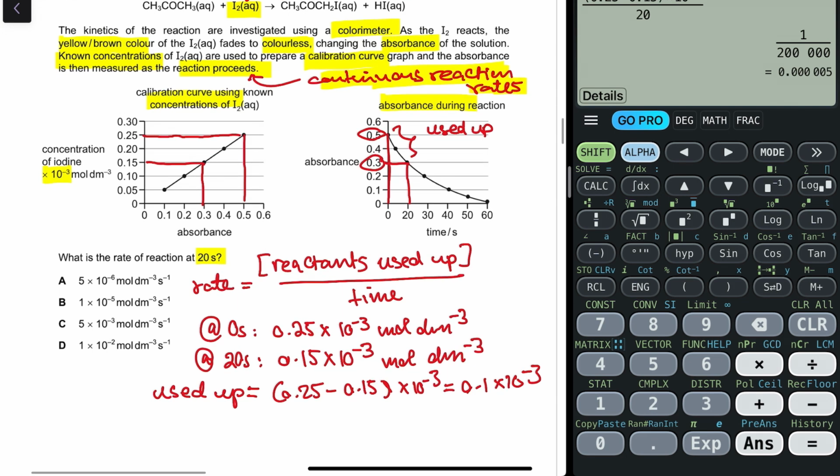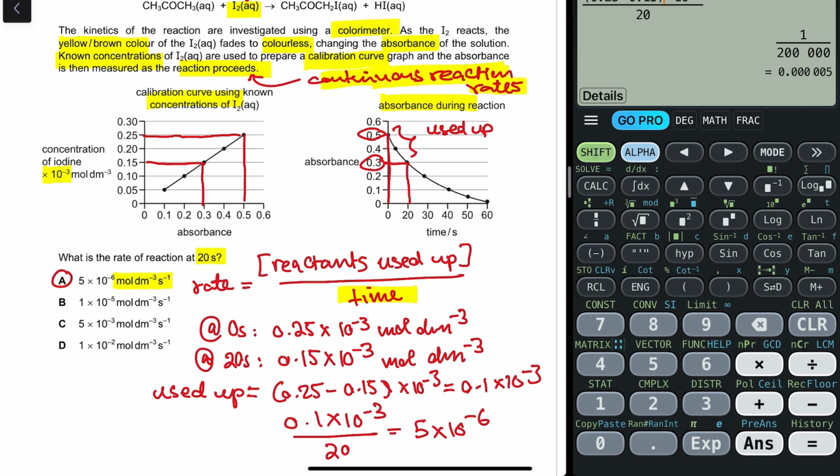Now we have to divide that by the time. So 0.1 times 10 to the negative 3 divided by 20 seconds. That will give us 5 times 10 to the negative 6. So our answer is A. And just to make sure, we look at our units. So it is moles per decimeter cubed per second.